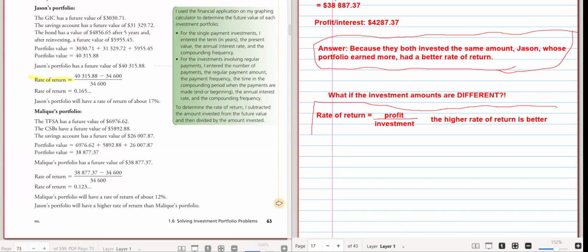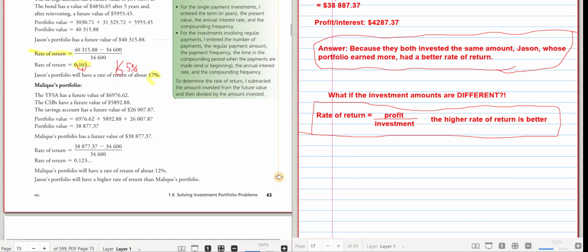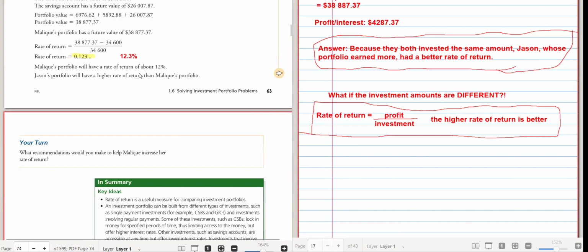Your textbook again does a good job of this. Look at the left side now. Jason's rate of return was 0.165, right? Sorry, he got 16.5%, so this is about 17%. That's a better way. They turned this into a percentage. So Jason got 16.5% as profit. Malik, on the other hand, only got 12.3% as a return. So, ding, ding, ding, Jason's the winner. Congratulations on the better investments, Jason.